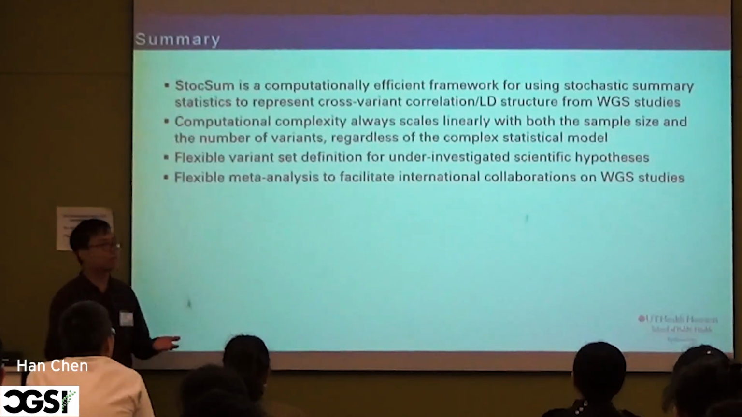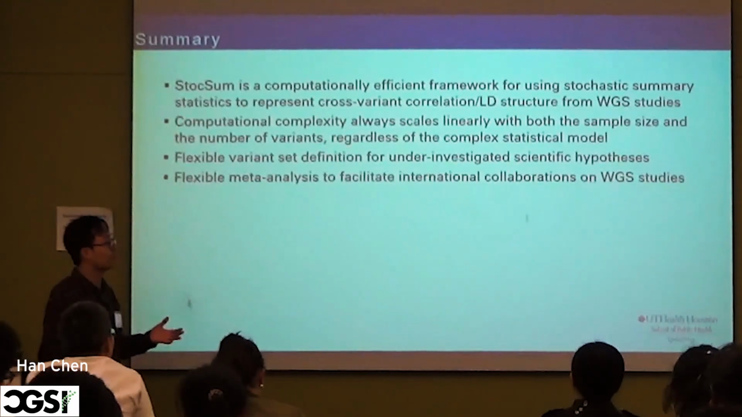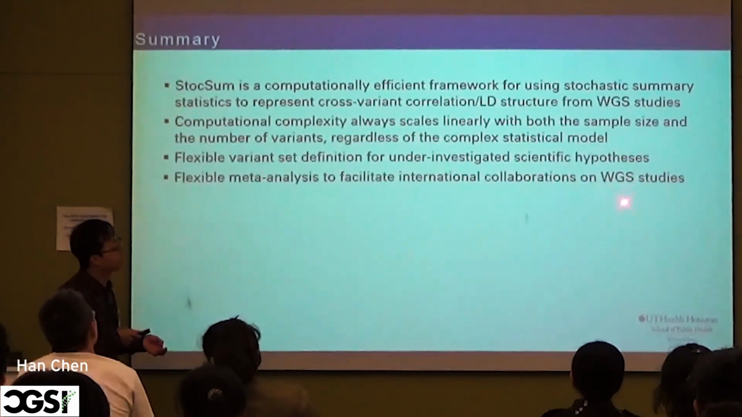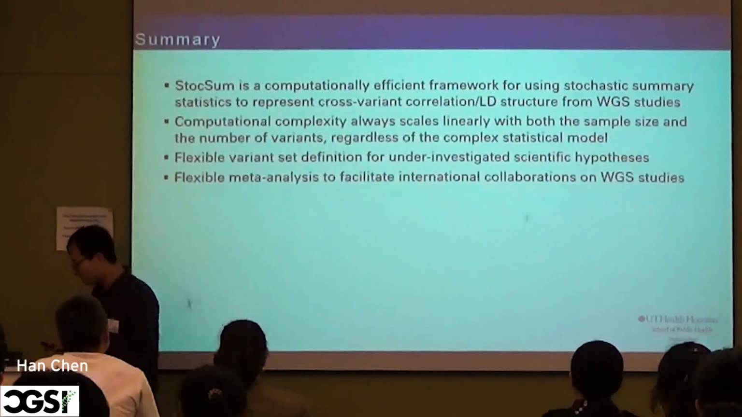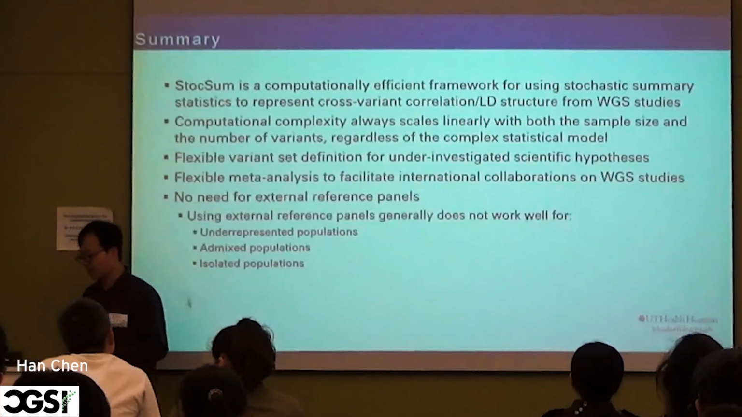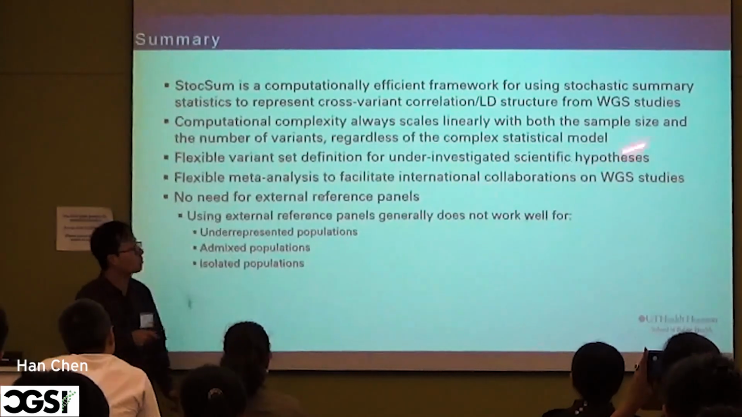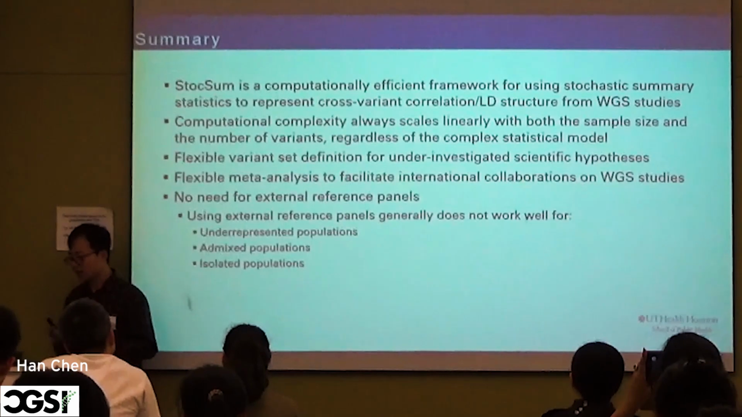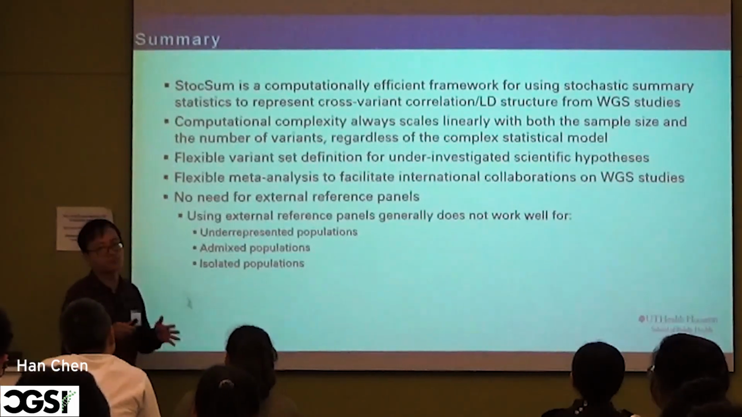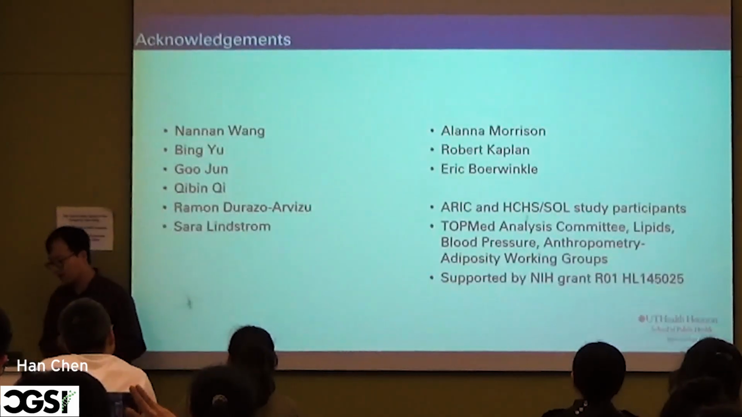So, you have UK Biobank and All of Us data, right? They are hosted on different cloud computing platforms. You cannot combine those data together, but now you can easily combine their stochastic summary statistics and then do something together. And there's no need for external reference panels, and that's extremely important for underrepresented, admixed and isolated populations. And we're hoping that our framework can make genetic research, especially summary statistics-based genetic research, equally beneficial to all human beings.